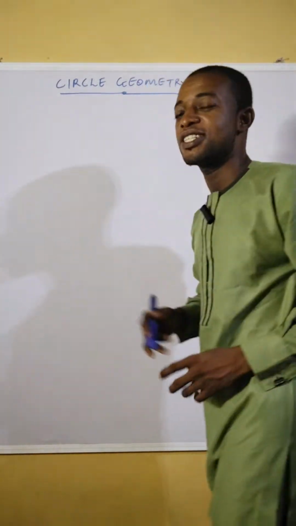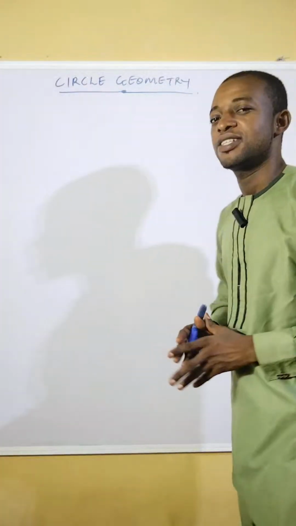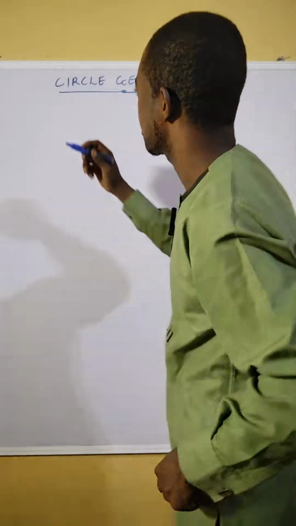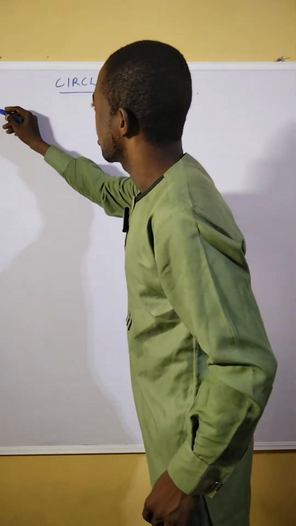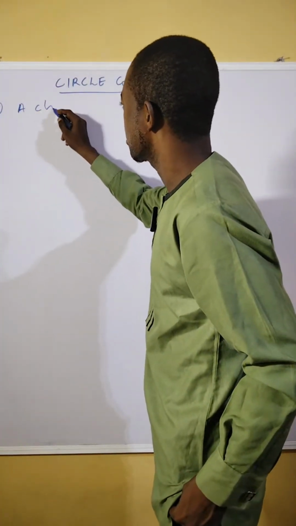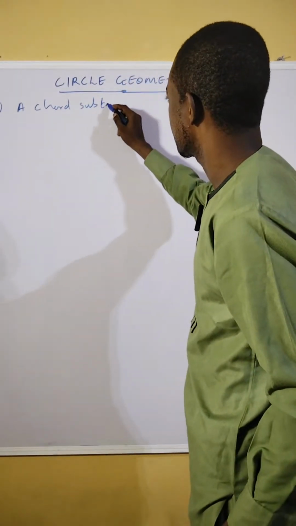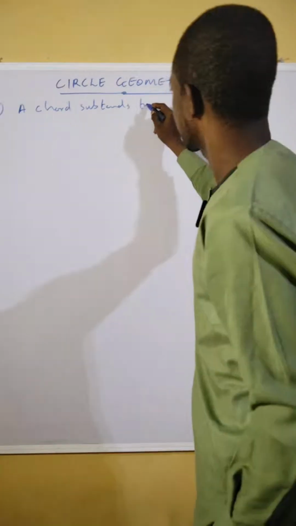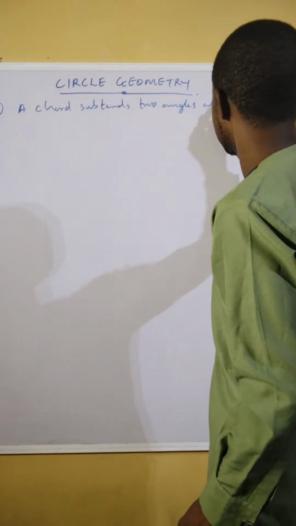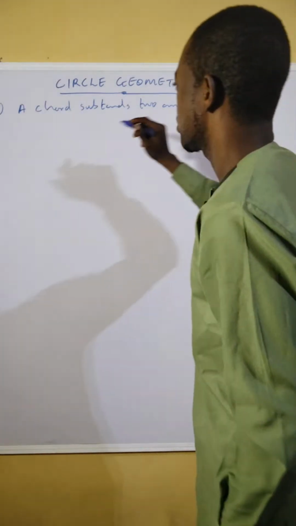Here, we want to consider this topic in mathematics, which is circle geometry. Now, let's look at some important things here before we look at some theorem. Number one, a chord subtends two angles at the center of a circle.